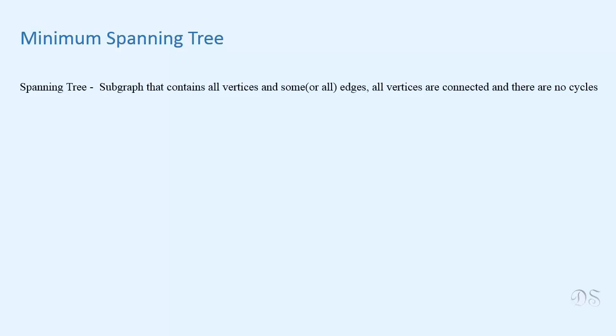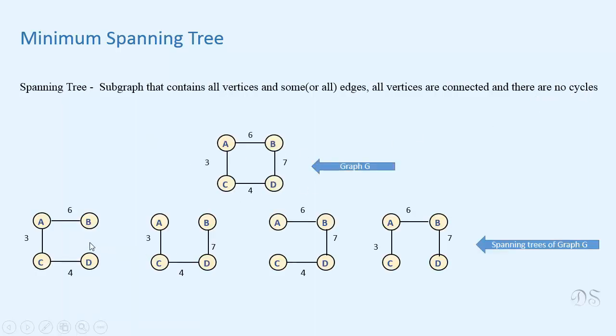We have seen that a spanning tree of a connected graph G is a subgraph T that includes all vertices of G and some or all edges of G such that all vertices are connected and there are no cycles. For example, for this graph G, these all are spanning trees.